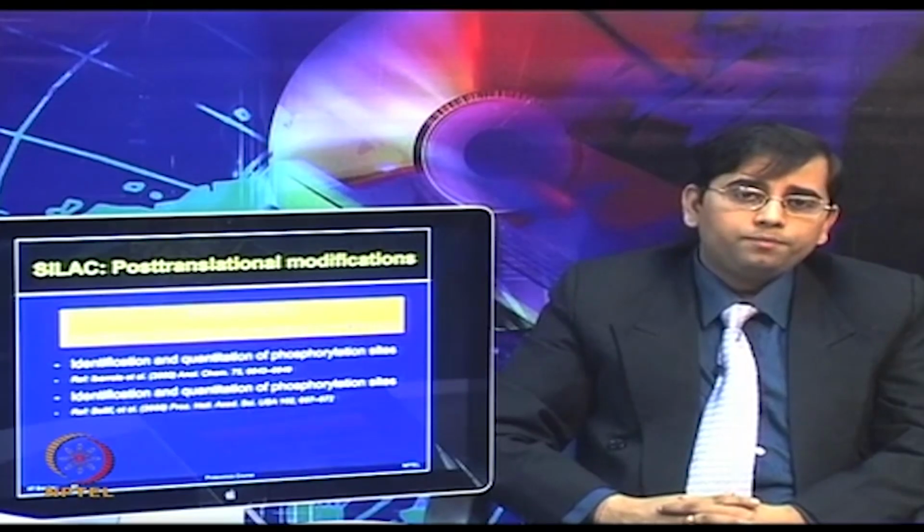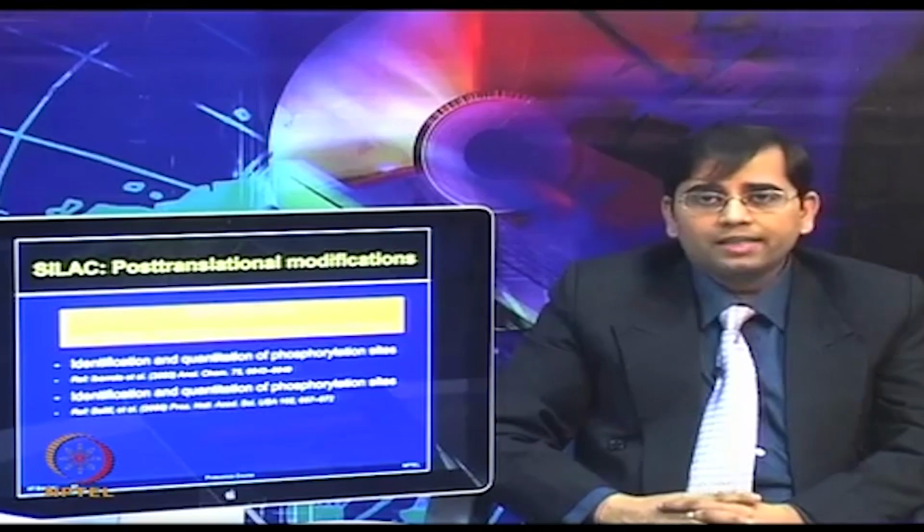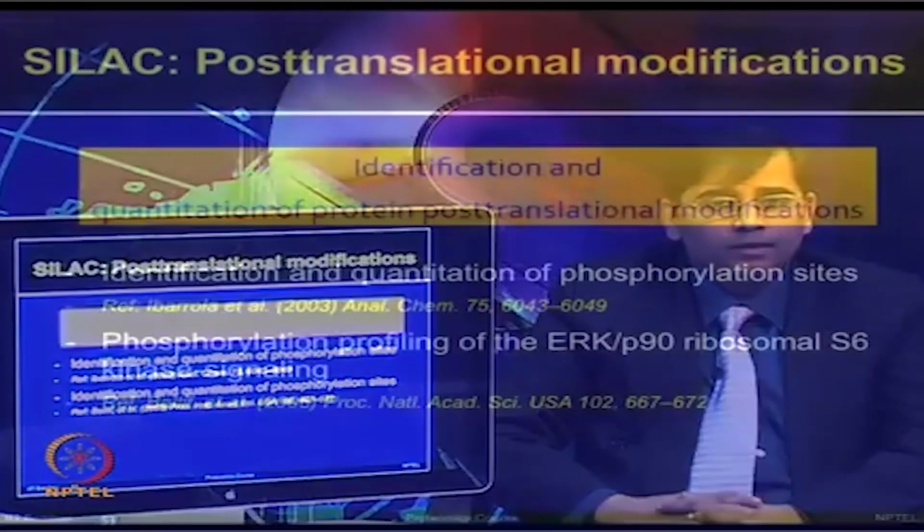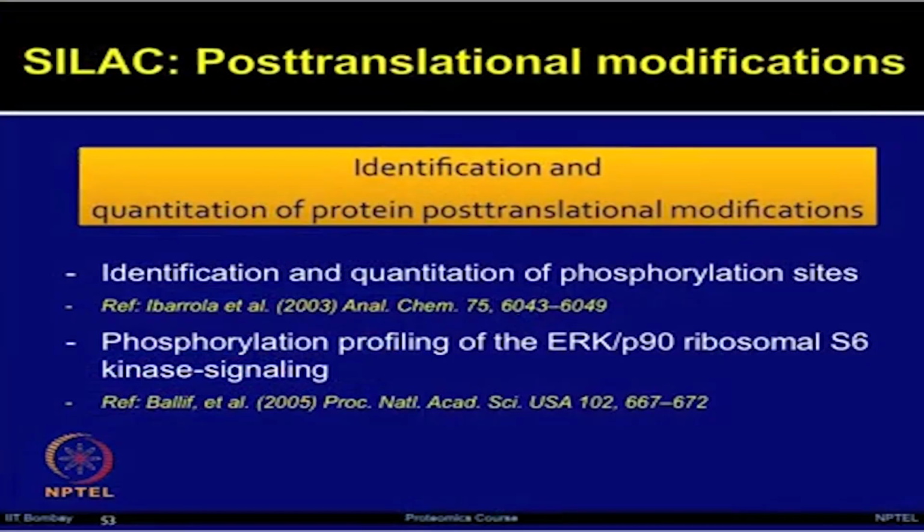SILAC has been used for identification and quantitation of protein post-translational modifications. The study by Ibarrola et al. identified and quantitated phosphorylation sites. Another study by Bonaldi et al. also identified and quantitated the phosphorylation sites. So, there are many studies which have used the SILAC method for studying post-translational modifications.